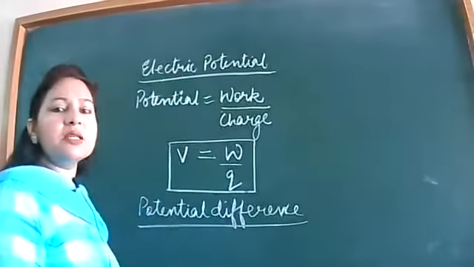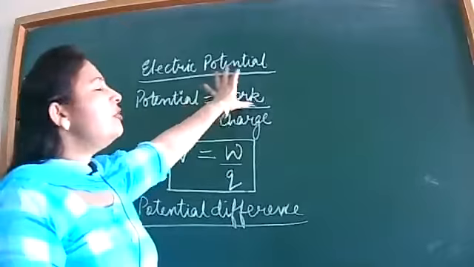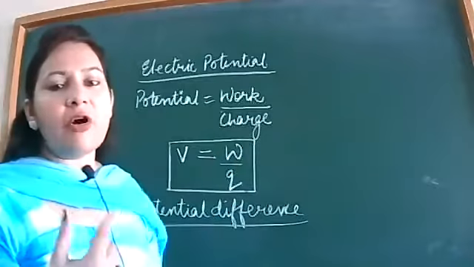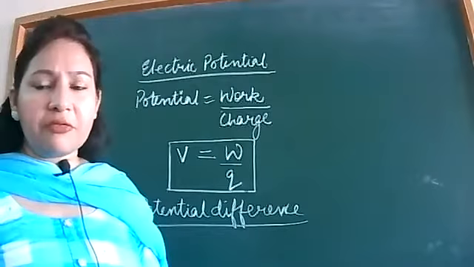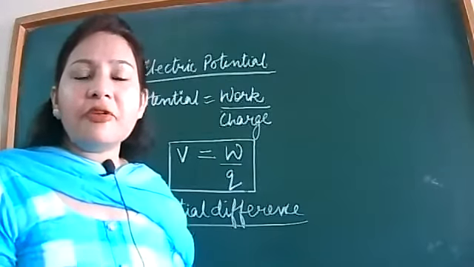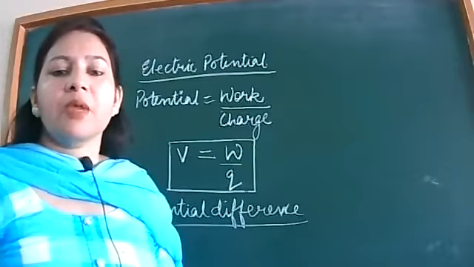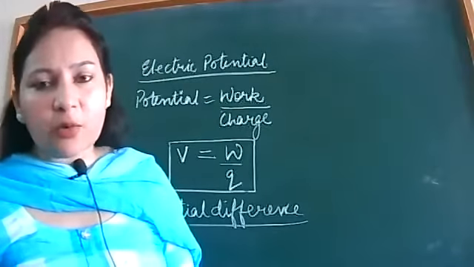Iska formula bhi basically wahi hai. V is W by Q. So work over charge. Same formula whether it is potential or potential difference. Just there is a little difference between the definitions. Otherwise the formula is also the same. Potential difference is also a scalar quantity.